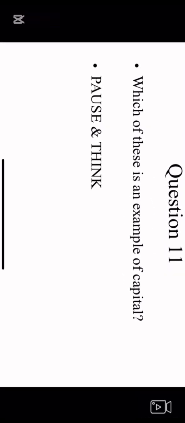Question 10. When drawings increases, capital will decrease. Question 11. Which of these is an example of capital? Cash introduced by owner.